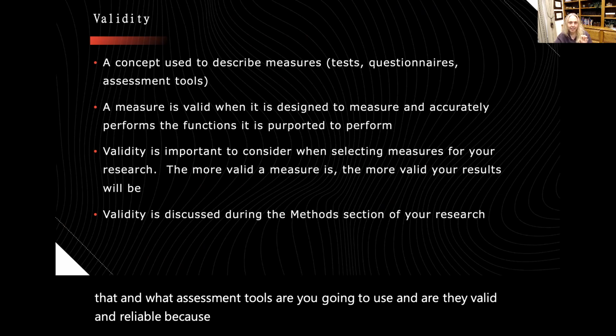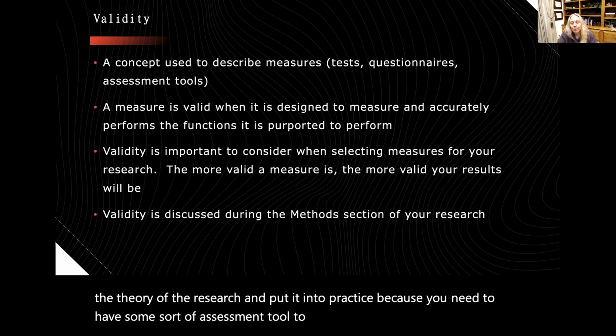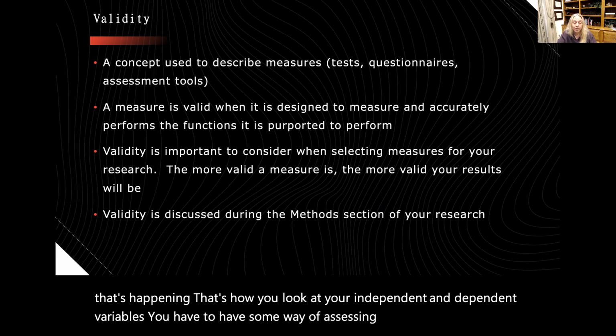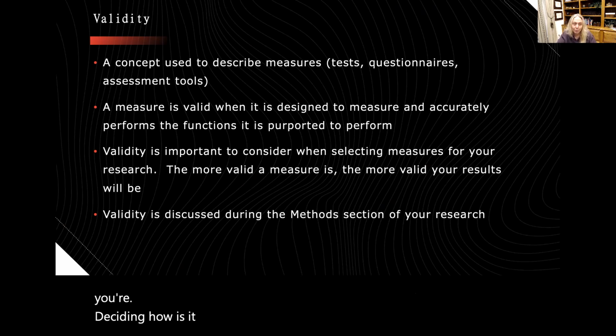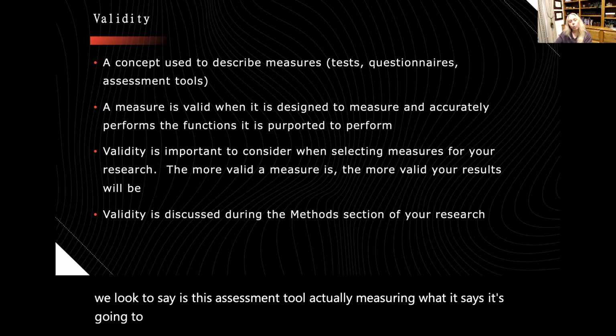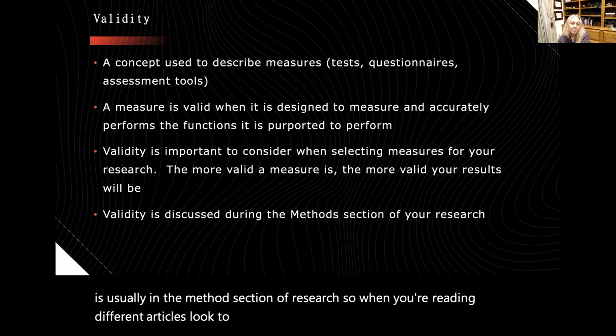That's really where you take the idea and the theory of the research and put it into practice, because you need some sort of assessment tool to capture a phenomenon that's happening. That's how you look at your independent and dependent variables. You have to have some way of assessing them, and when you're deciding how, we look to validity: is this assessment tool actually measuring what it says it's going to measure? Most conversations about validity are usually in the methods section of research, so when you're reading articles, look to the methods section for information about the validity of the tool.